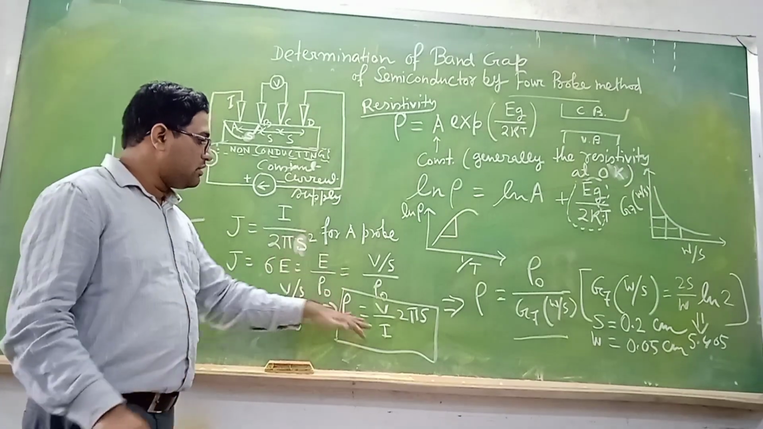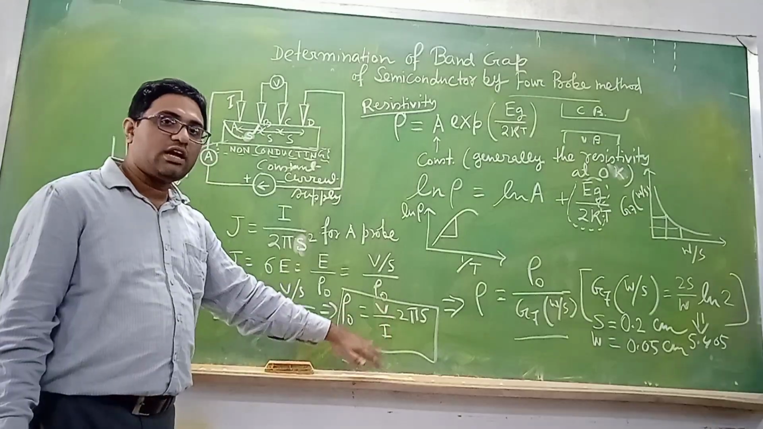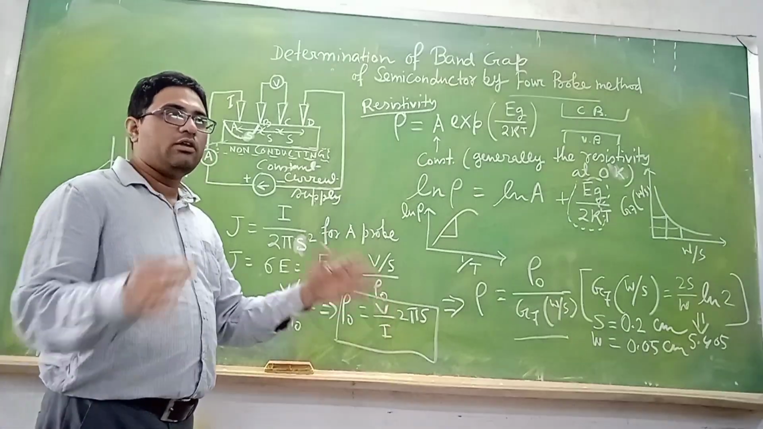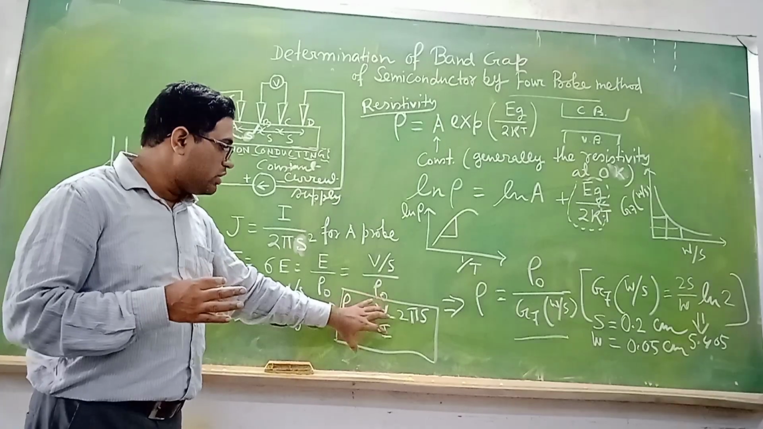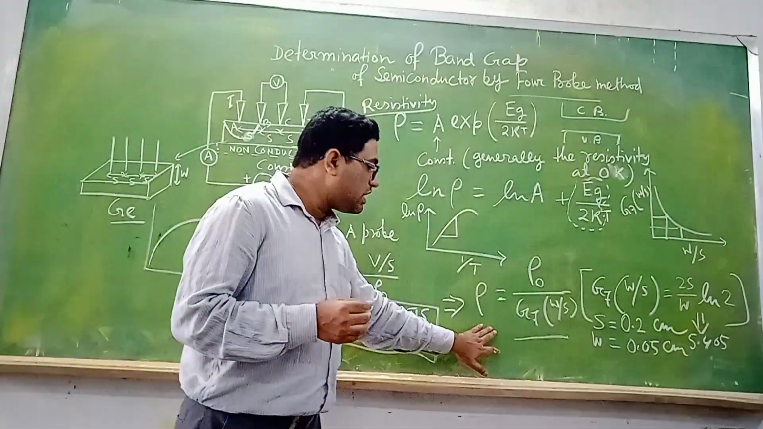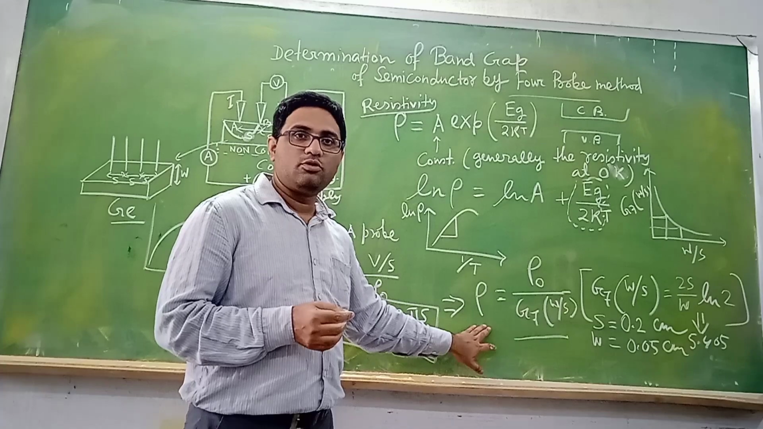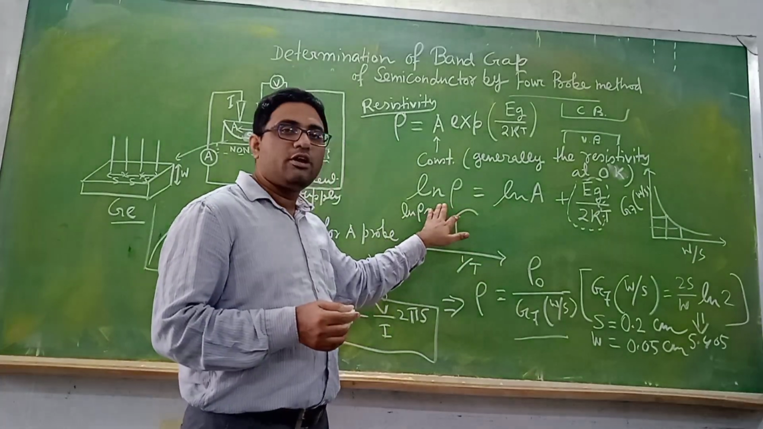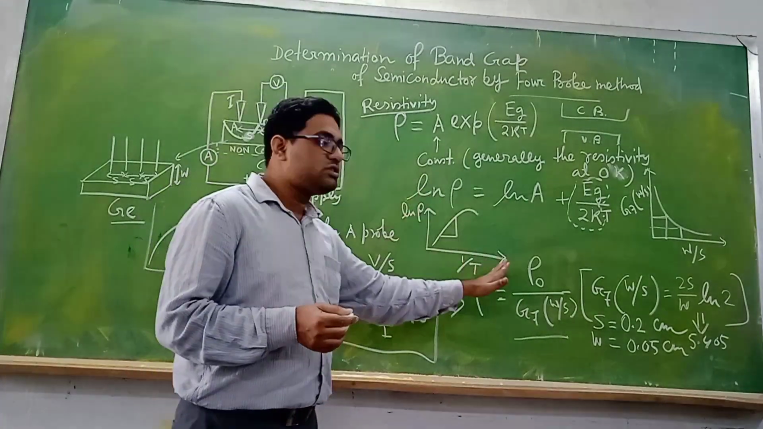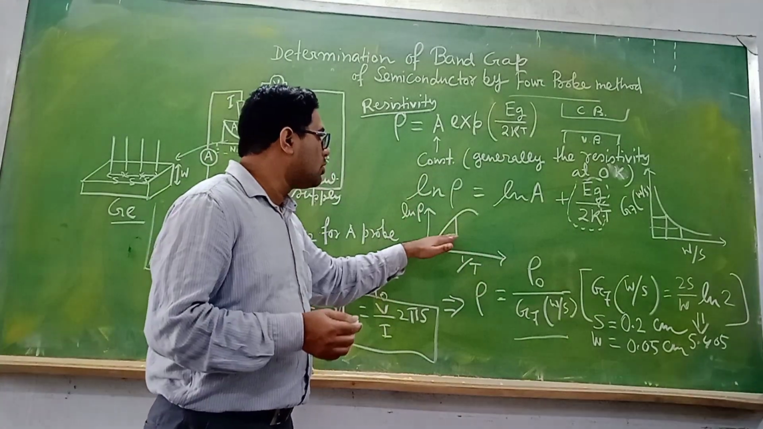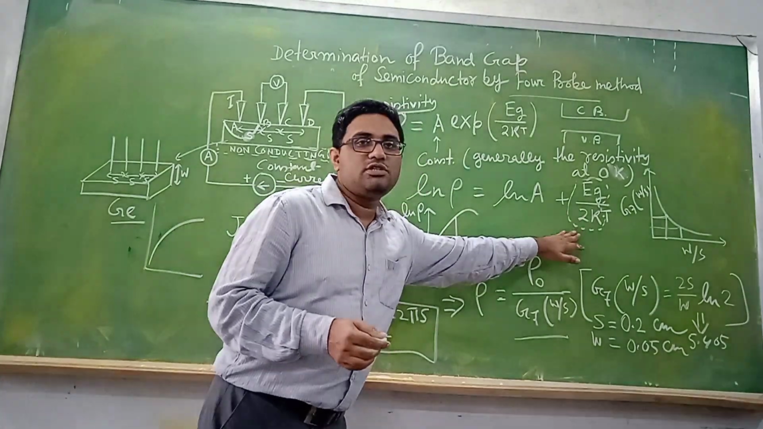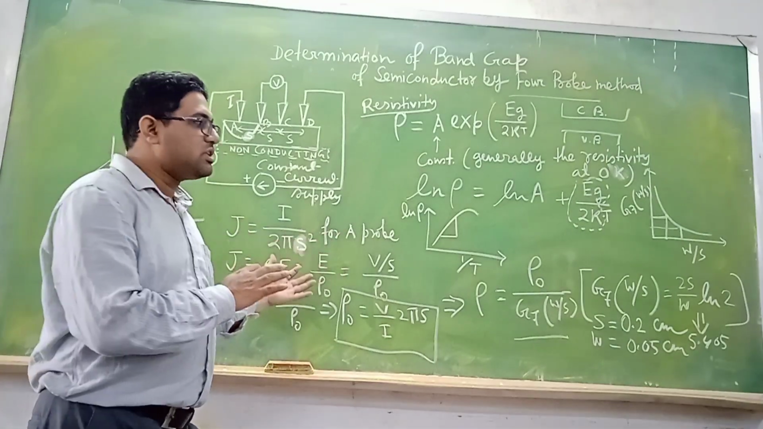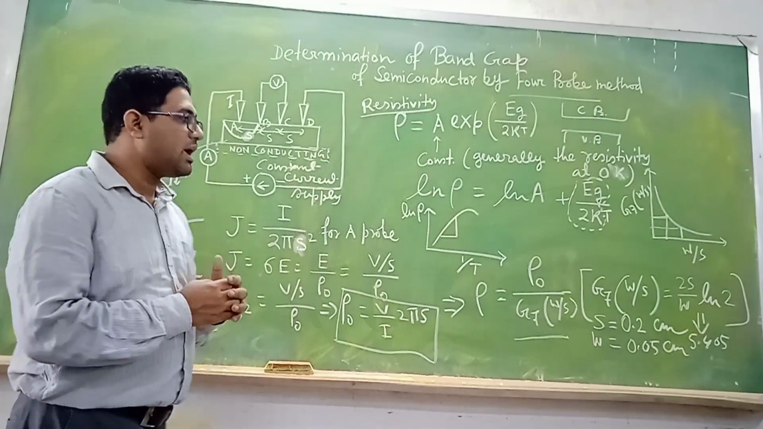So for a constant current, V will decrease, and for different temperatures you have to find out V and calculate this. Then after that you have to do this correction in the table. If you calculate ln rho and draw this type of curve, then from the slope, which is Eg by 2k, you can find out the Eg. So this is the theory of this band gap experiment.